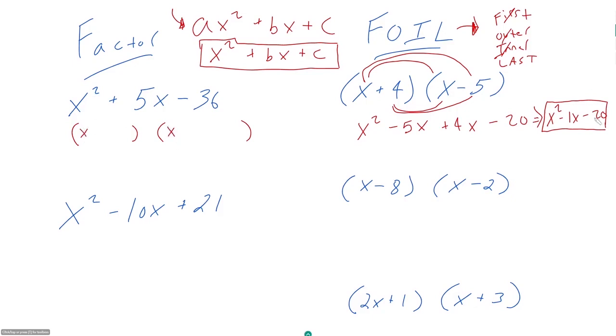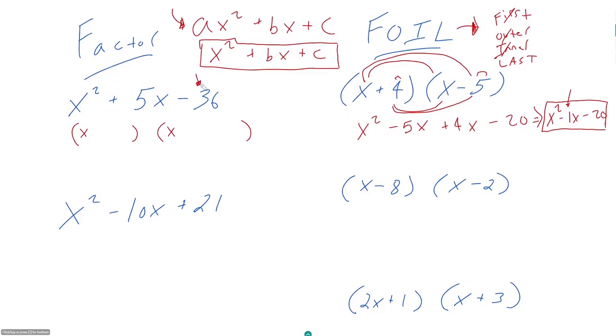Then we had a negative 20 here, which was just the product of the second terms in each of our parentheses. And then the coefficient for our middle term was just the sum of these two numbers. So we need two numbers here that multiply to negative 36, but sum to positive 5. And so we're just thinking of two numbers that will give you a product of negative 36.